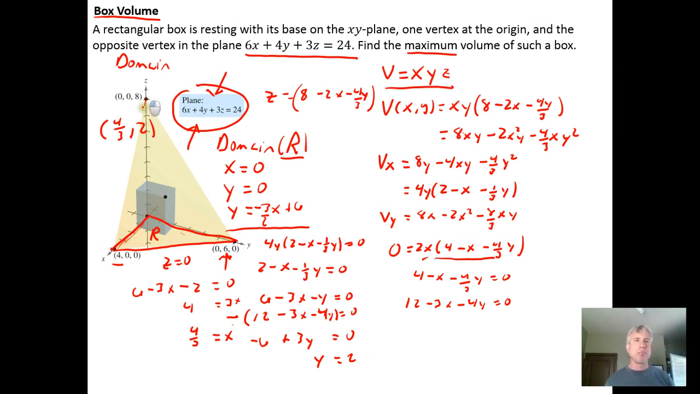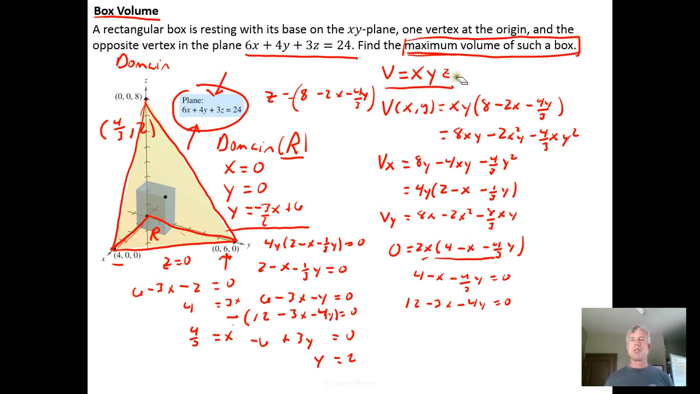We know that the box lives inside of this prism right here. This prism has a finite volume. The box has a finite volume. So we know the critical point is going to correspond to a maximum volume. If I didn't know that, I could apply the second partials test that we looked at and verify that I indeed have a maximum. And then it says to find the maximum volume of the box.